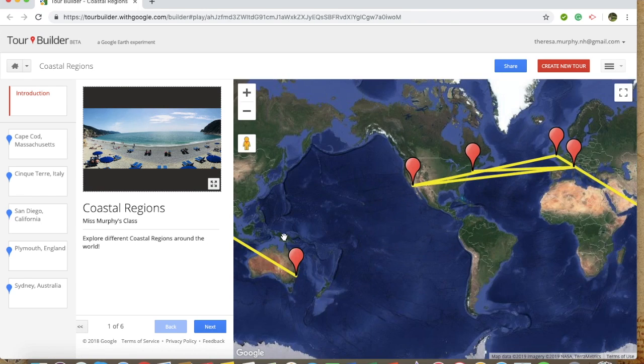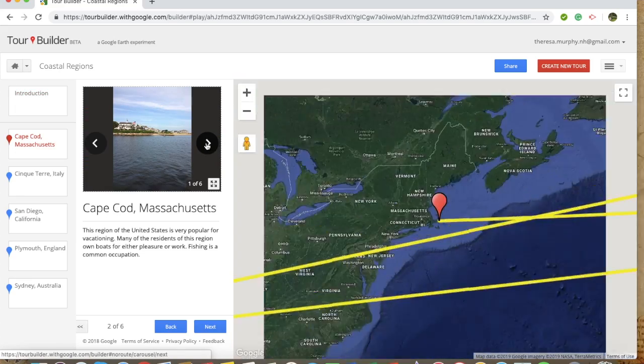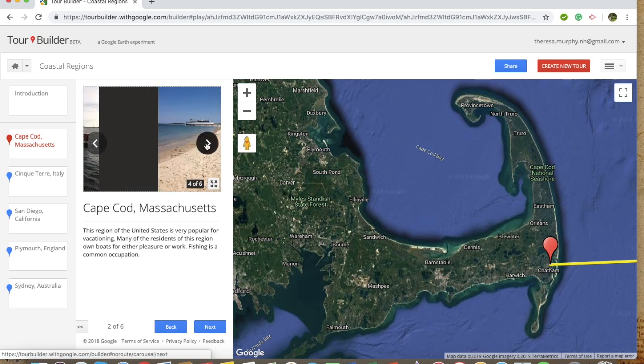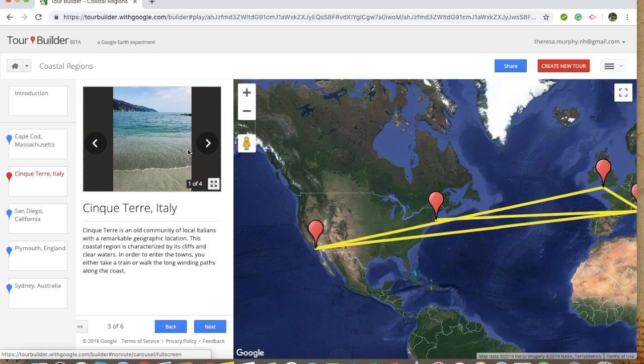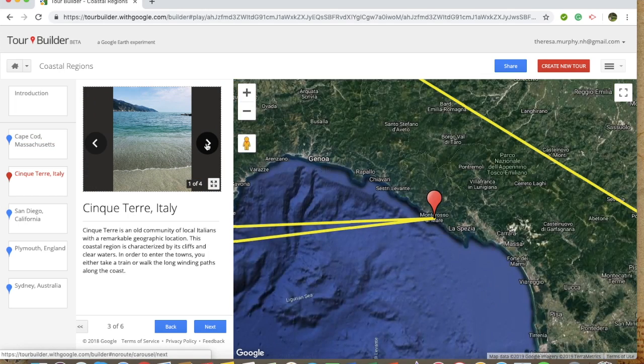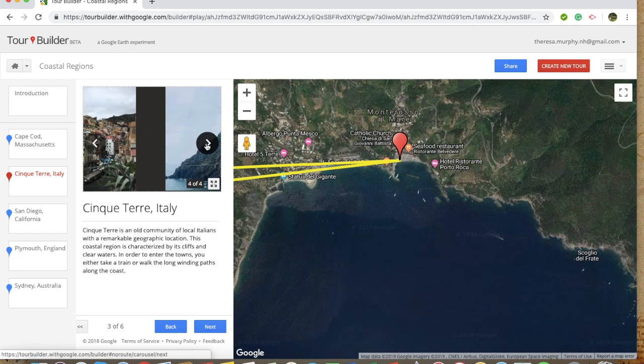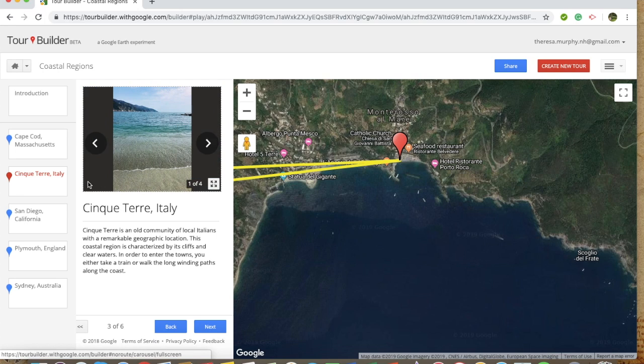Some options for coastal regions to research are Cape Cod, Massachusetts, the place where the story took place. Cinque Terre in Italy, much farther away but still a beautiful coastal region. Other options include San Diego, California, Plymouth, England, Sydney, Australia, and many, many more.